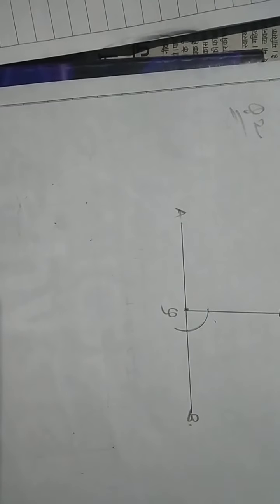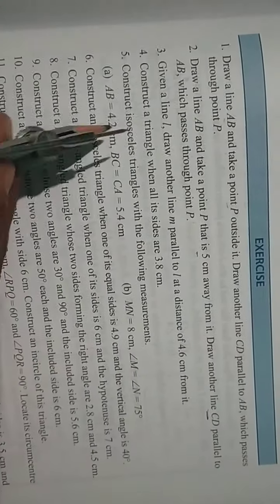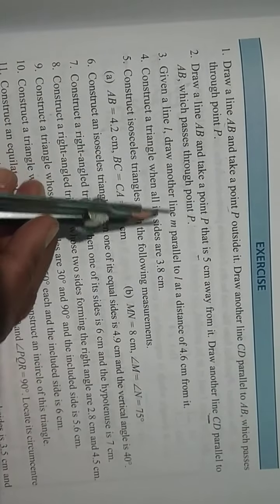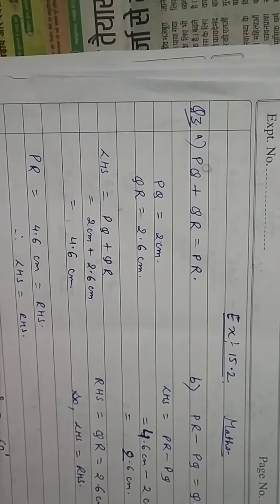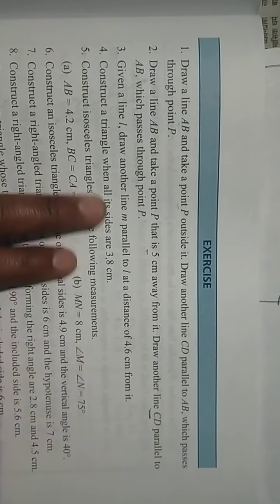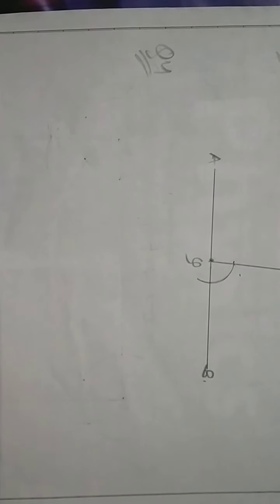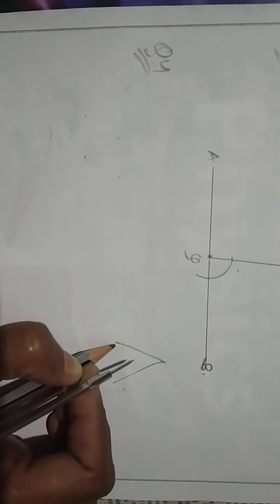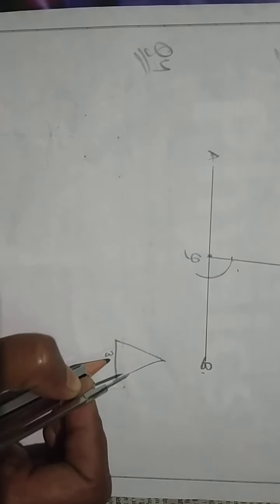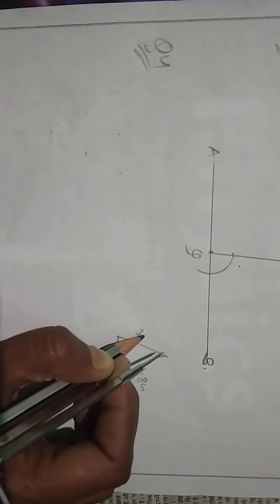Now see question number 4. Question number 4, you have to draw a triangle. Construct a triangle when all its sides are 3.8 centimeter. Which type of triangle will it be? Students, it will be an equilateral triangle because all the sides of the triangle are 3.8 centimeter. So look here. We have to make an equilateral triangle like this. Make a rough sketch for this. All the sides will be 3.8 centimeter.